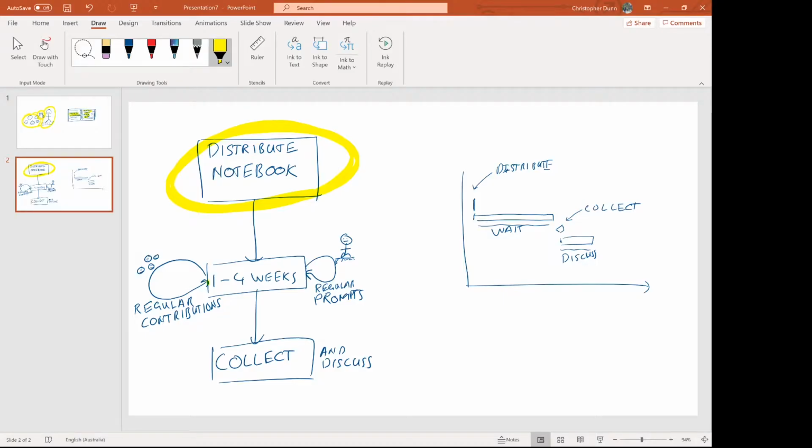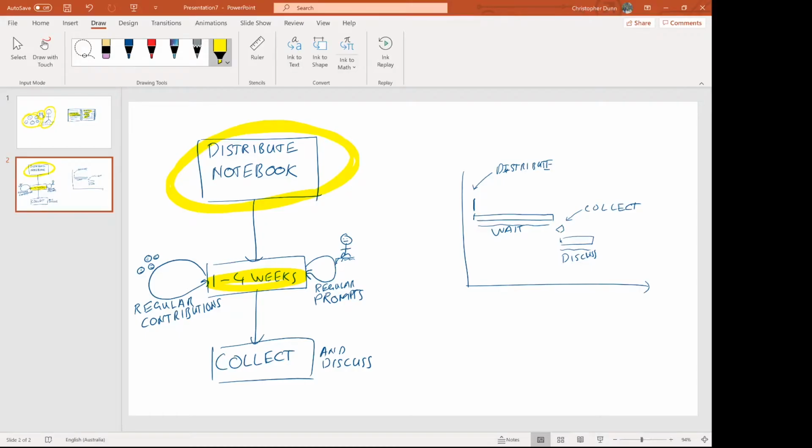The second step is to wait. I like to wait 1 to 4 weeks. It depends on how much time you've got for this. It really needs a few overnight sessions where the participants can go away and think about the ideas. So I probably recommend a minimum of 1 to 4 weeks, so that in that time, the person who facilitates goes through some regular prompts.